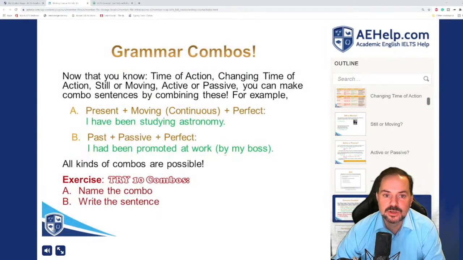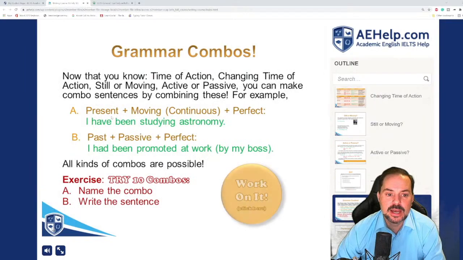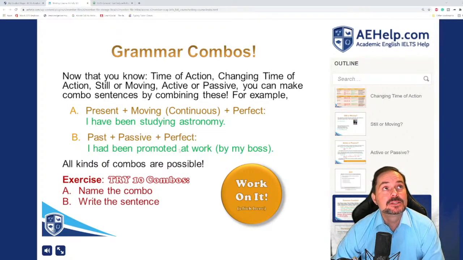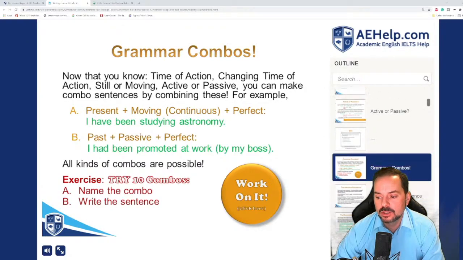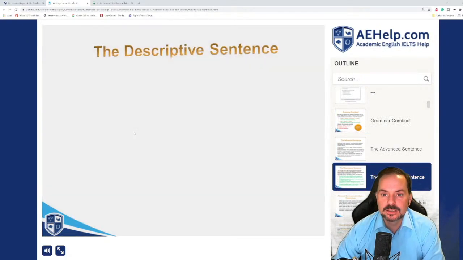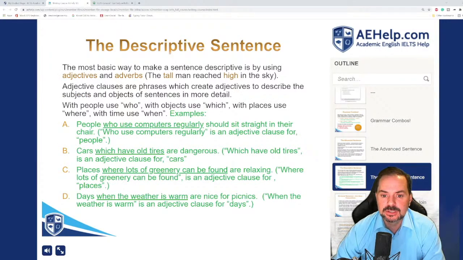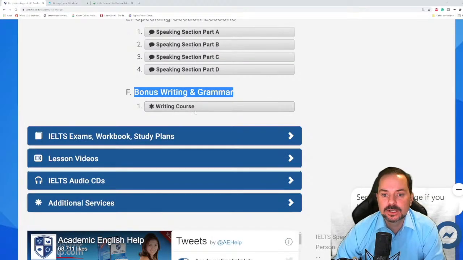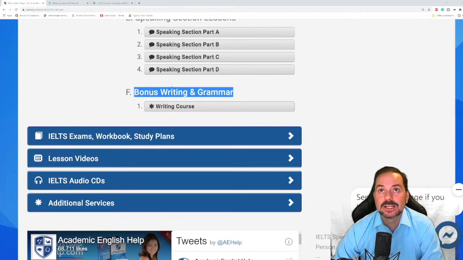Here we go. Let me show you these. So grammar combos. Here you have present and moving, continuous perfect: I have been studying astronomy. Past, passive, and perfect: I had been promoted at my work. So try these grammar combos out on the website. The website will really walk you through this lesson with lots and lots of examples and explanations for the what, why, and how of grammar. And it's absolutely free. That's the good news. This writing course is included in the free version of our course as well.